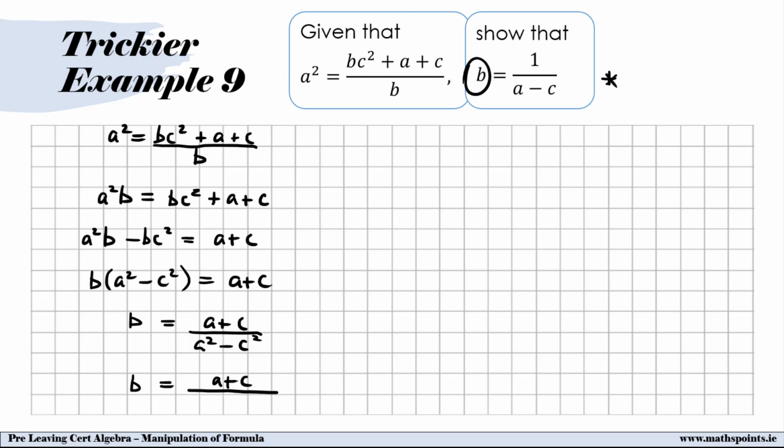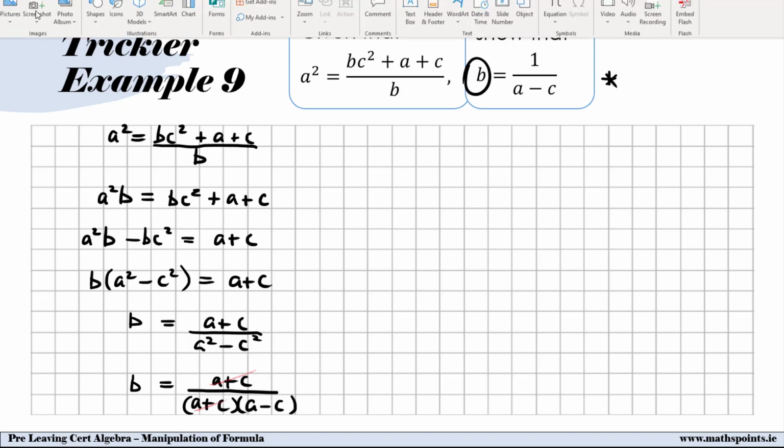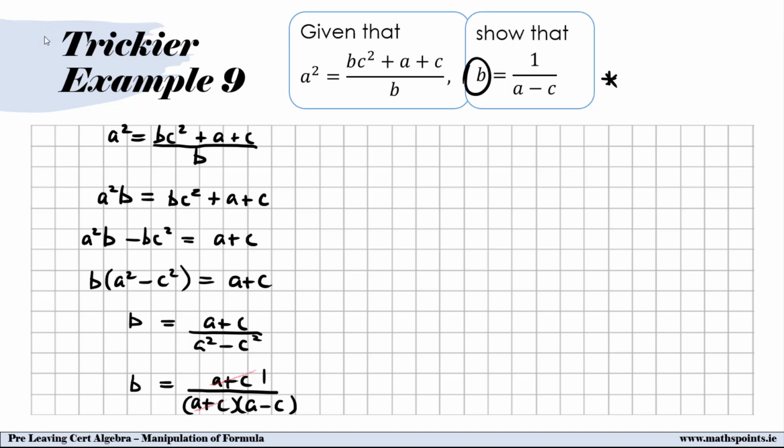We can see that this is the difference of two squares, a squared minus c squared. So I'm going to open up two sets of brackets, and I have a plus c and a minus c. And so I can see that if I divide a plus c into the top and the bottom, I'm left with 1 over a minus c. So b is equal to 1 over a minus c.